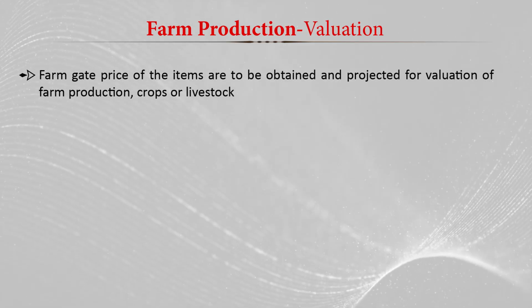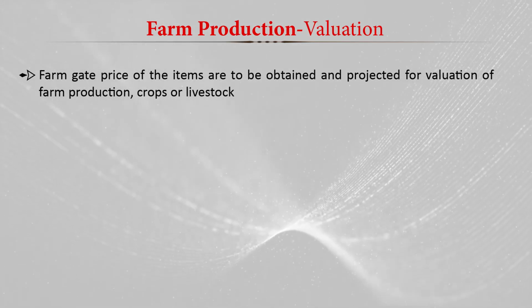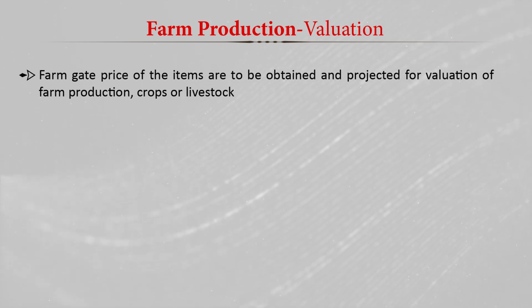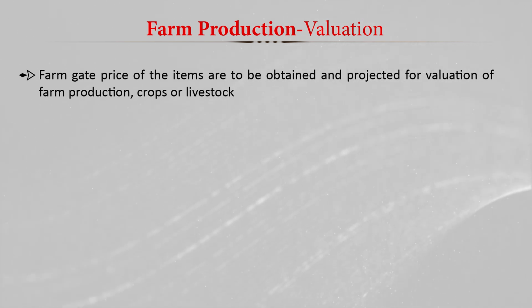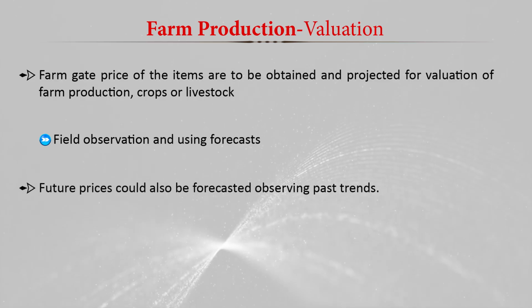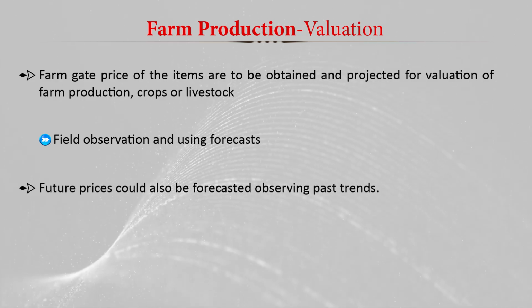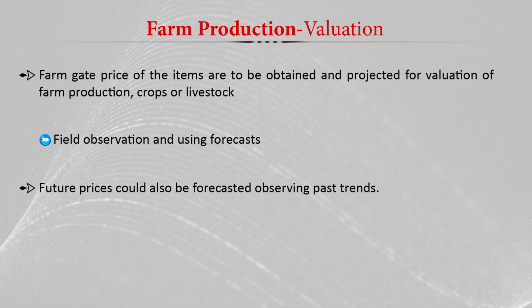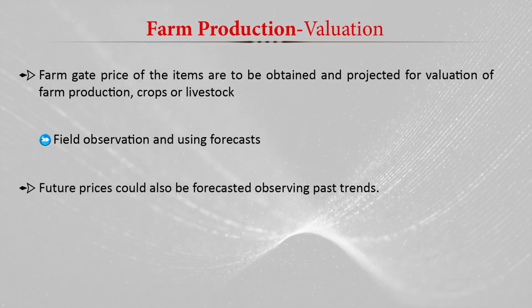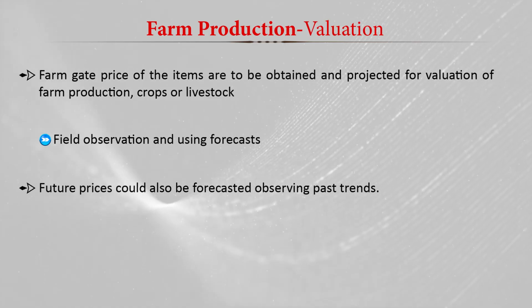Then the valuation of the farm production is also an important thing. After estimating the production, we need to value the farm production. So here we can consider the farm gate prices of the items which are to be obtained, which are projected for the valuation of the farm production, that is crops and livestock. We can take the information related to price by observing in the field, or we can also have some forecasting. We can forecast the prices or the money value of the crops and livestock, and sometimes the future prices can be forecasted.